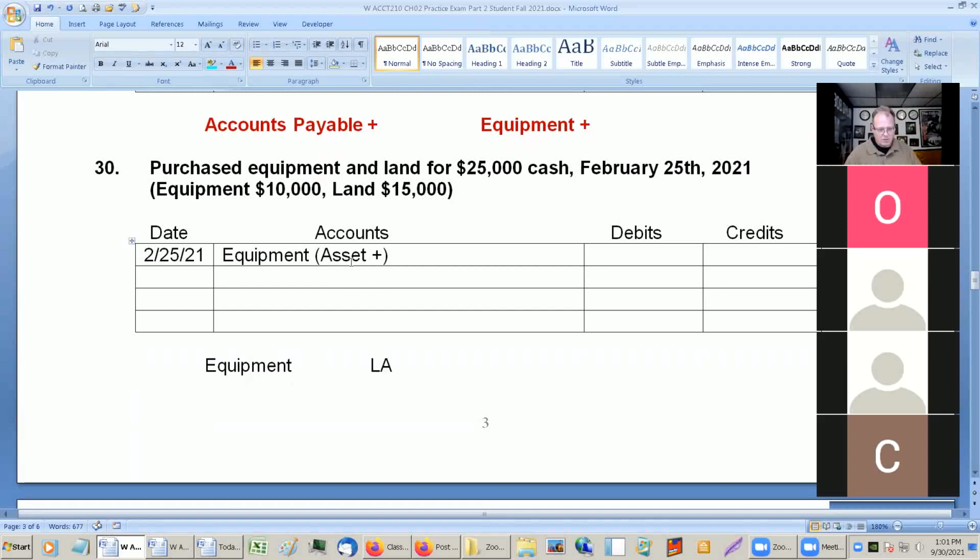Land, and cash, right? Okay, equipment, is it going up or down? Up. And land, same thing. Up. Our cash is going down. Okay, these are all assets.